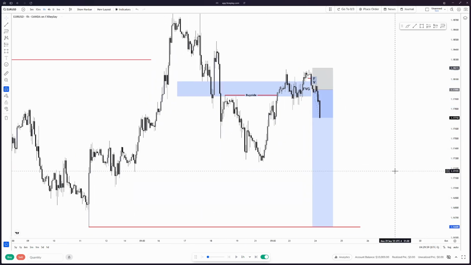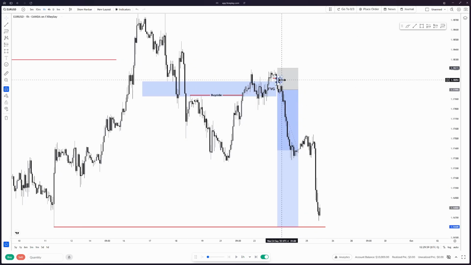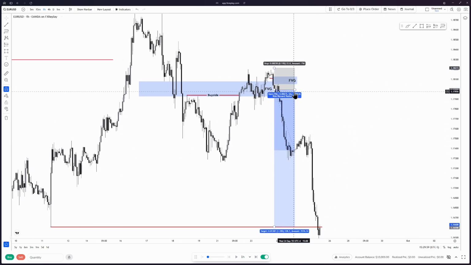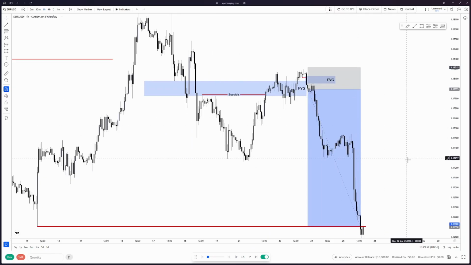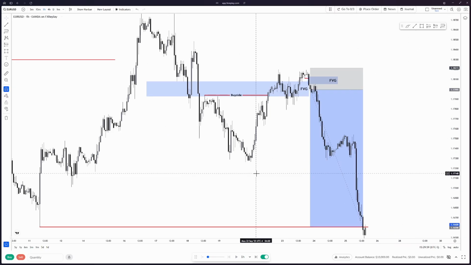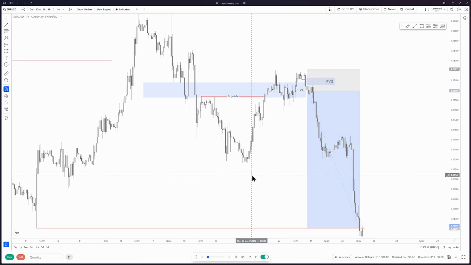Notice how fast price reacts and starts displacing to the downside. Our fair value gap is clearly respected. Now price has swept the daily sell-side liquidity and given us our target. Let's go back to the daily time frame, and I'll explain it again.